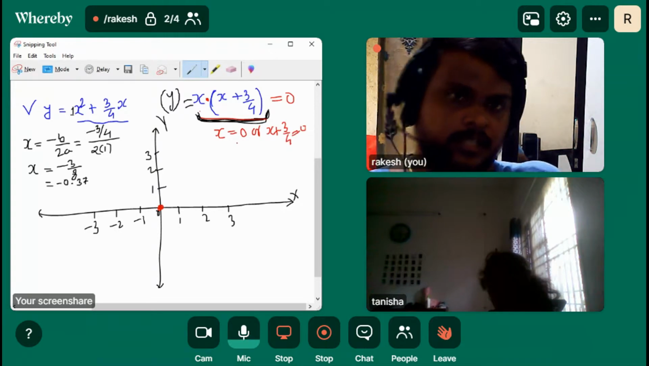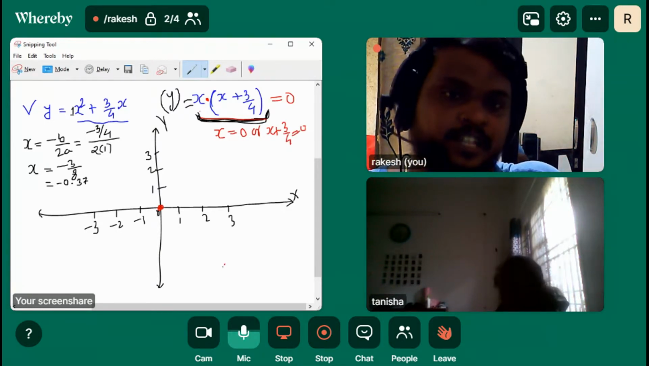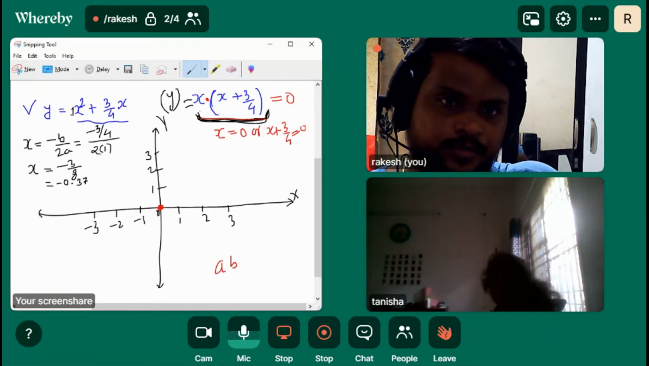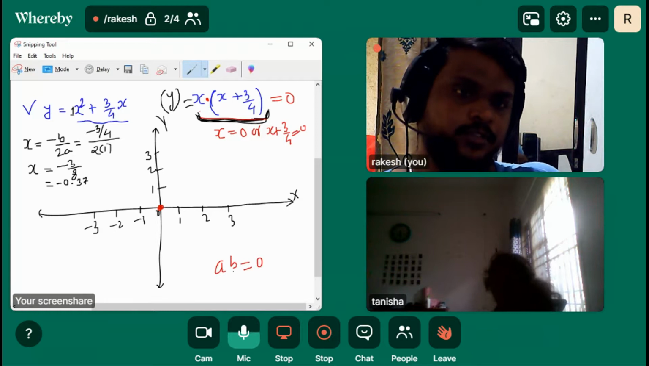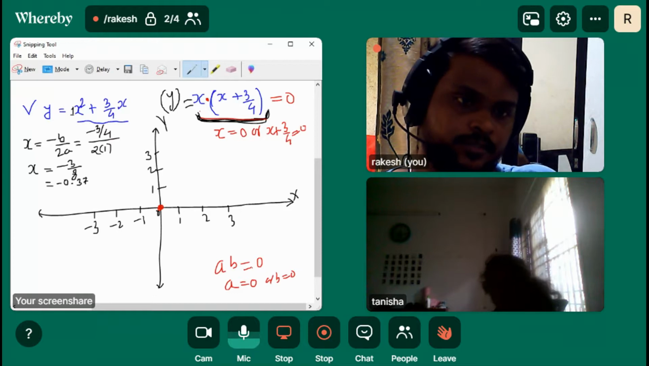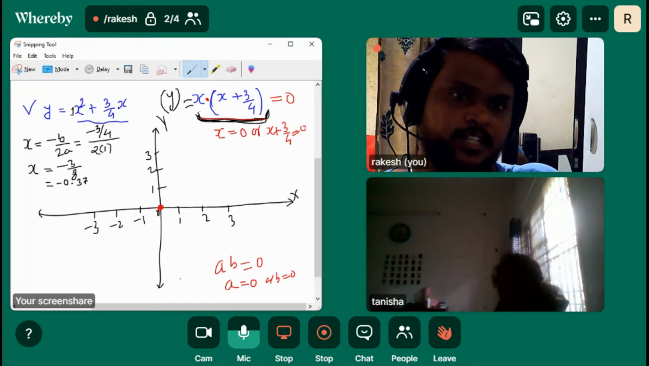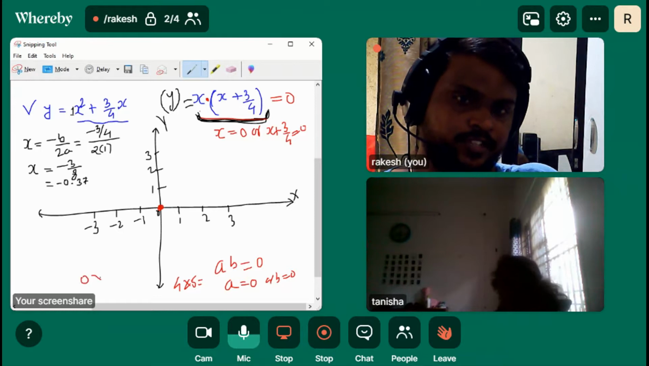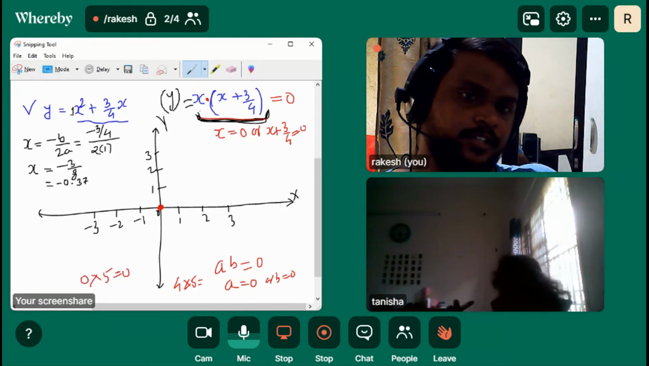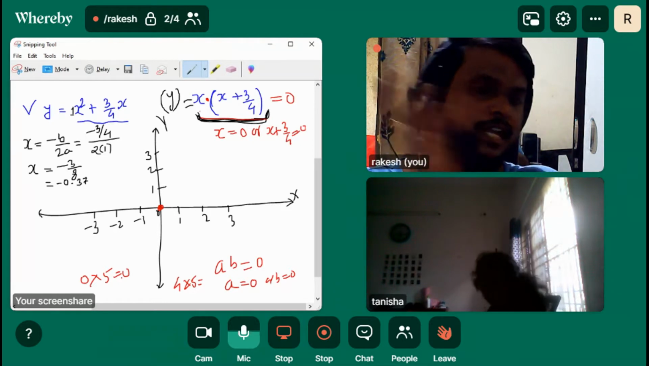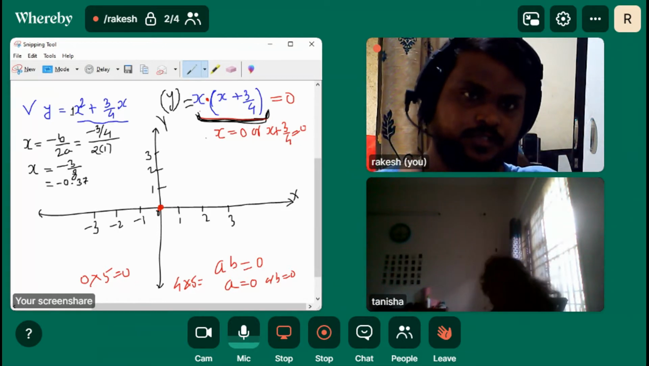See, if I tell you the product of a and b is 0, you'll certainly tell me, sir, then either a is equal to 0 or b is equal to 0. Then only we'll get the product as 0, right? Otherwise, 4 into 5 will definitely give you some value other than 0. 0 into 5 will definitely give you 0. So if the product is 0, either of the values must be 0.